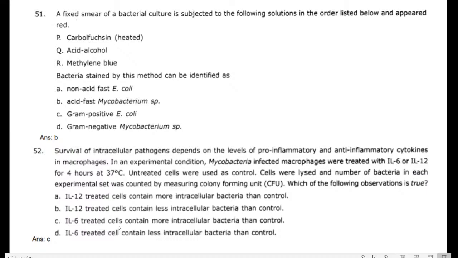Because here you can see the first statement, survival of intracellular pathogen depends on the anti-inflammatory cytokines. These are all the cytokines. So if those cells are treated with these cytokines, the bacteria utilize the cytokines and grow in greater number, so interleukin 6 treated cells contain more intracellular bacteria than the control.